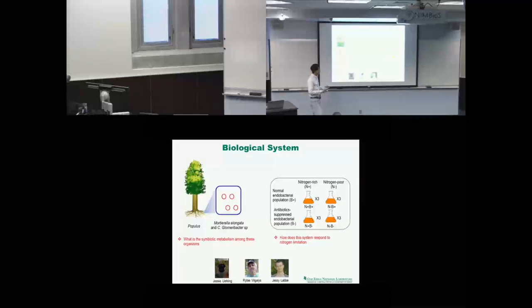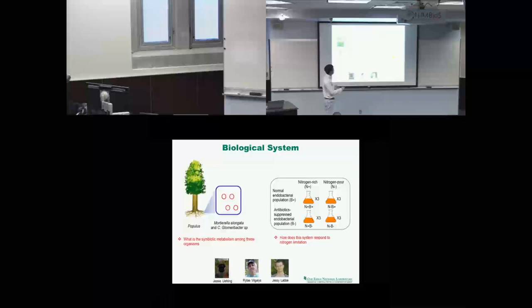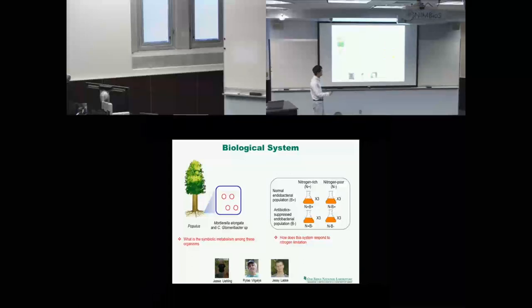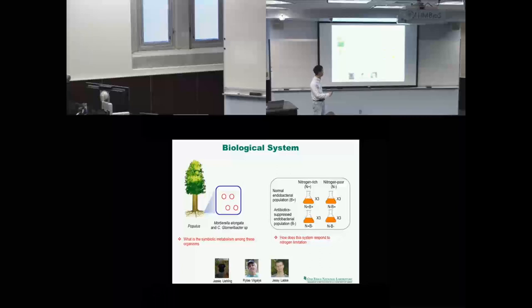To design a simple experiment, we cultured this symbiotic system under four different conditions. First, nitrogen-rich versus nitrogen-poor. And also, we used antibiotics to suppress the population of endobacteria. So we have a normal endobacterial population versus an antibiotic-suppressed endobacteria population. So four conditions. Each condition, we have a biological triplicate.